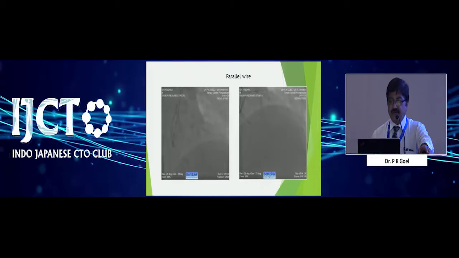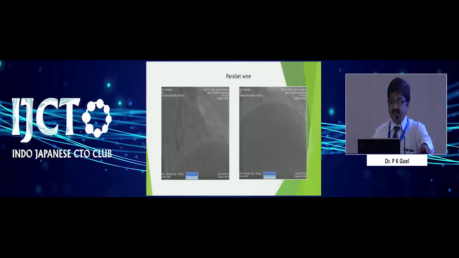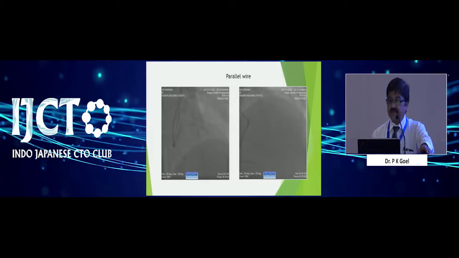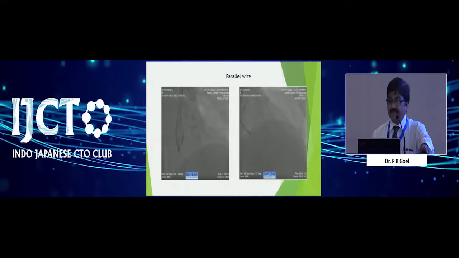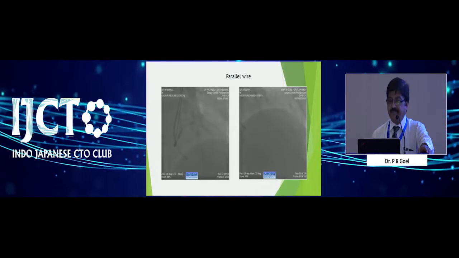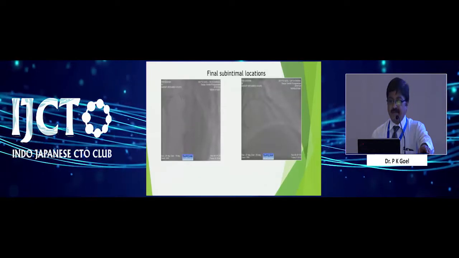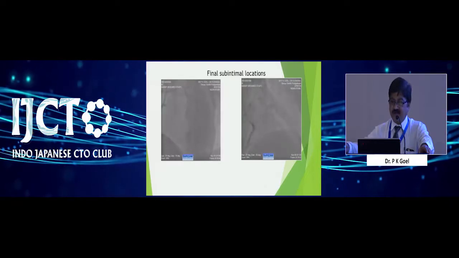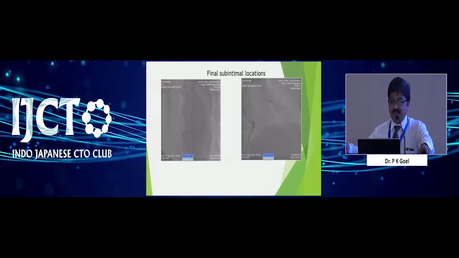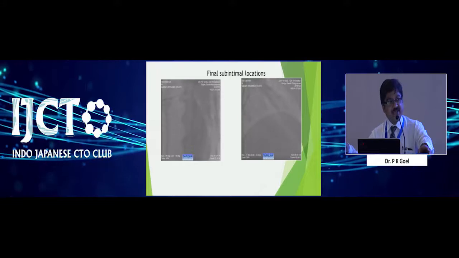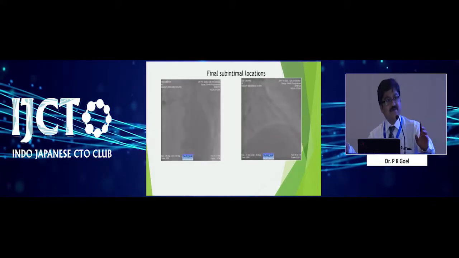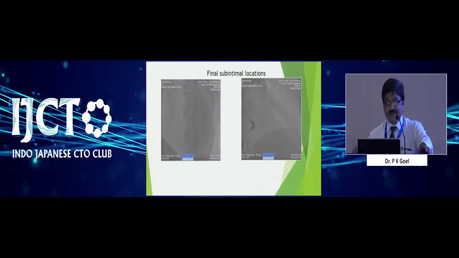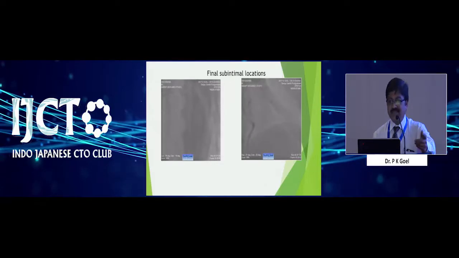So I thought we'll use a parallel wire, so we left that wire there, and with a double lumen catheter, parallel wire. But this went subintimal. So this is the final wire location. It is subintimal. So at this stage, I can use a second parallel wire setup, but I thought we will use a Stingray setup.